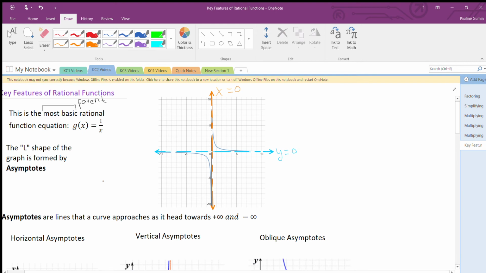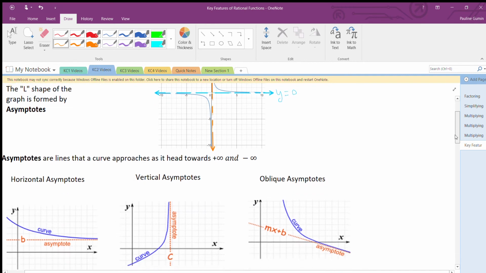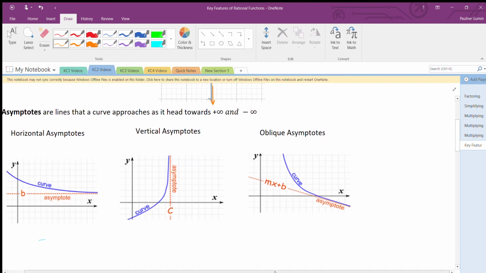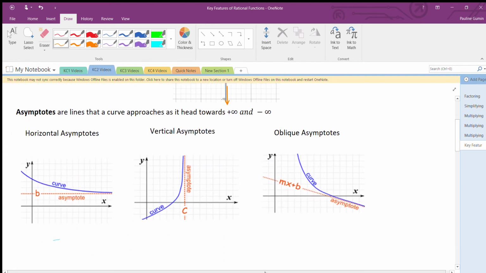Boom. All right. So, asymptotes come in several shapes and sizes. Well, their size is infinite since they have arrows on both sides. But we have horizontal asymptotes. These will always be y equals some number. We will also have vertical asymptotes. They're always x equals some number.